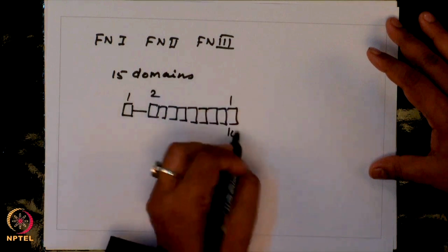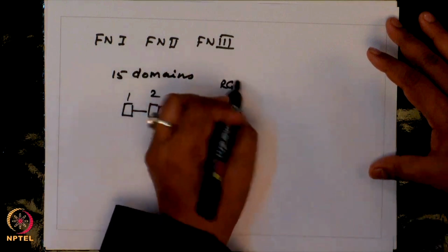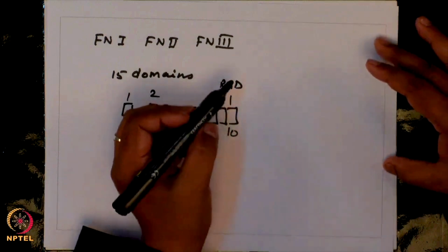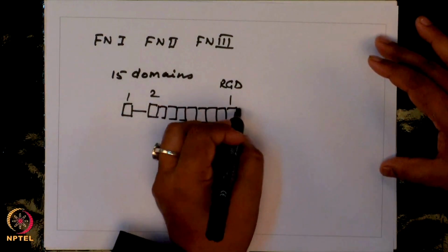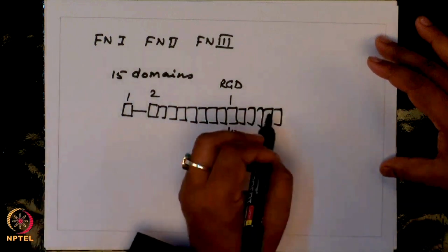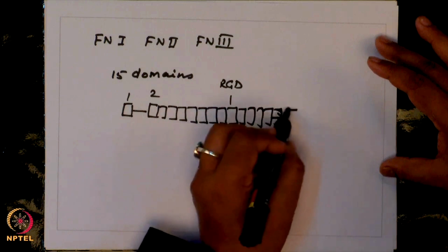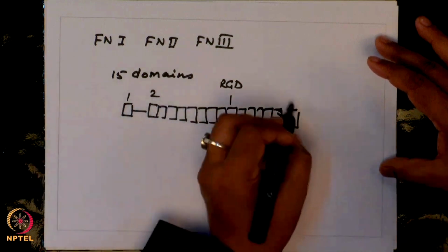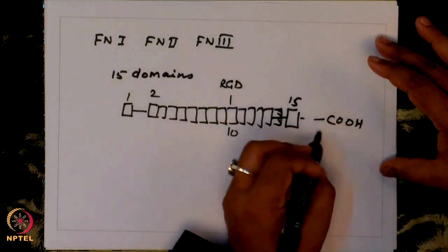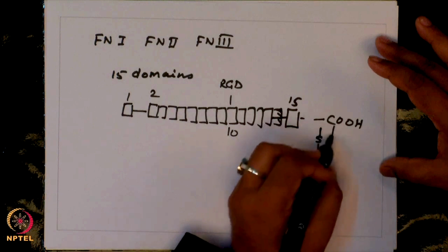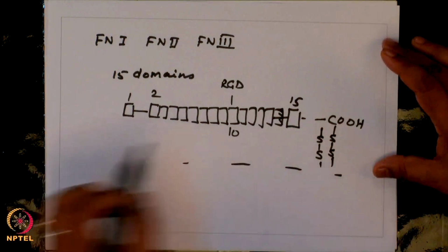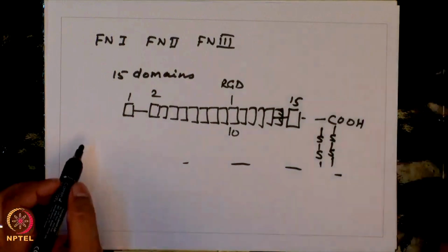So, in 10 you have the RGD sequence, which is important for mediating cell adhesion, okay, and RGD binds to integrins. Okay. So, you have these 15 domains, actually 14 and 15 are also connected by a linker. Okay. So, this is my 15, and towards the end you have your COOH and the disulfide bridges. Okay. So, this is how fibronectin is.